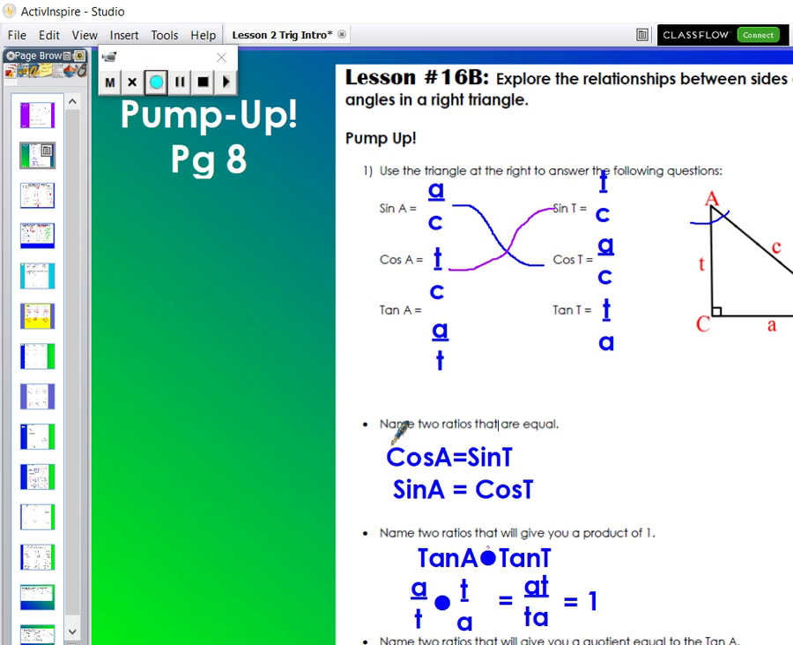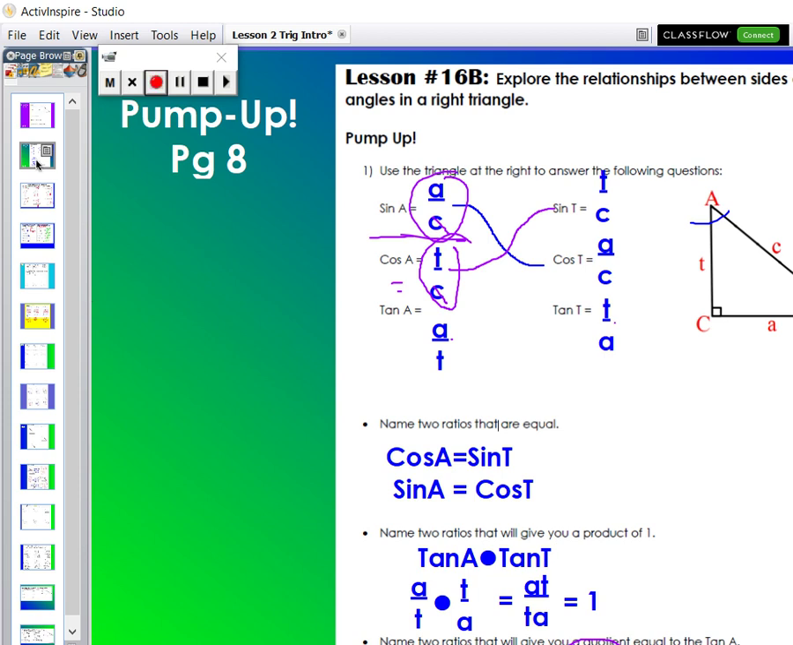And then here, tangent, they're saying if we multiply tangent of A times tangent of T, we end up with A times T over T times A, which is anything over itself, equal to 1. Another way to get tangent is to take sine divided by cosine. So if we took the sine ratio and divided by the cosine ratio, the C's cancel out and you end up with A over T. So sine divided by cosine equals tangent. So that's kind of a neat factoid.